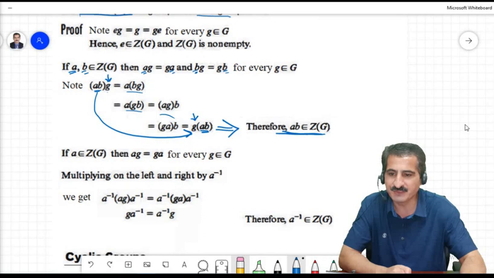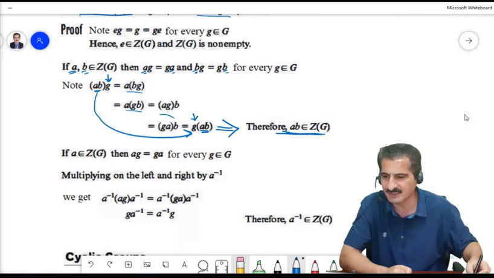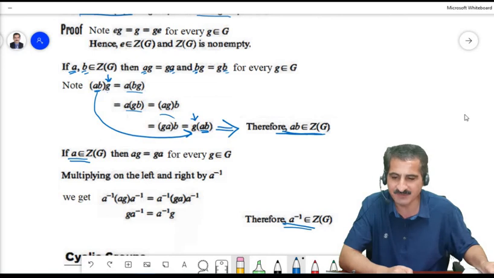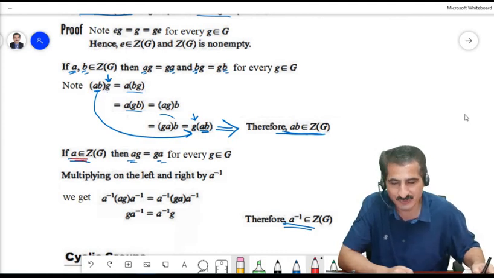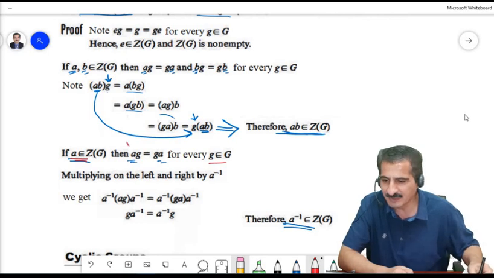Now what about the second condition? For every element, the inverse is there. So if we choose an element in the center, it commutes with any other element. We want to show that its inverse commutes with any other element, okay? Now, A is in Z, then this happens. Now, what we do here is just a trick. Since A is in the center, it commutes with g for any g in the group. So multiply from this side and from this side by A inverse. A inverse here, A inverse here. And to keep the equality, we need to do the same thing on the other side of the equality.